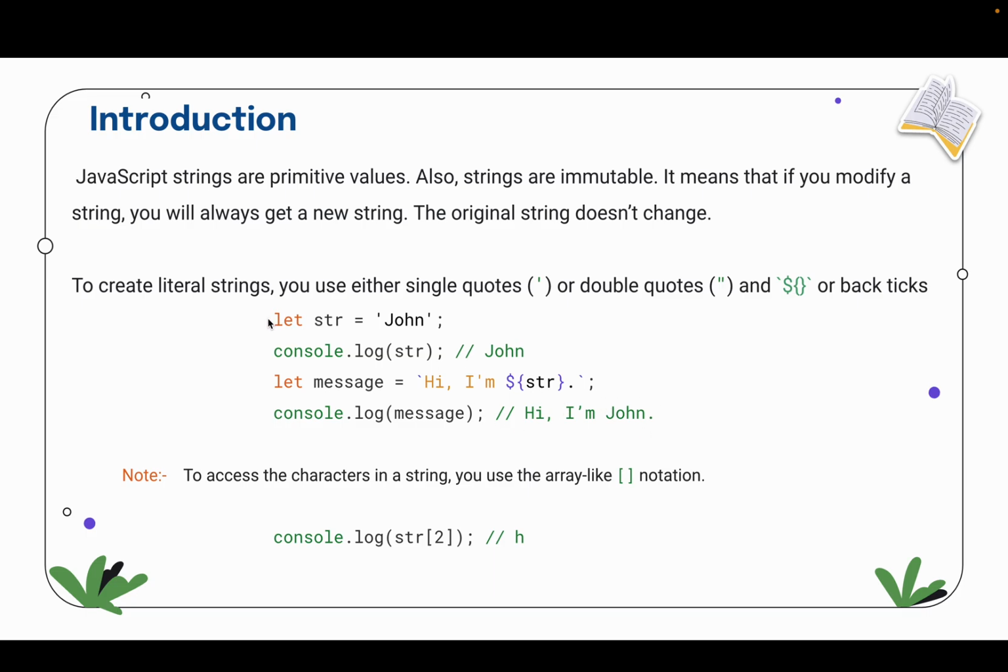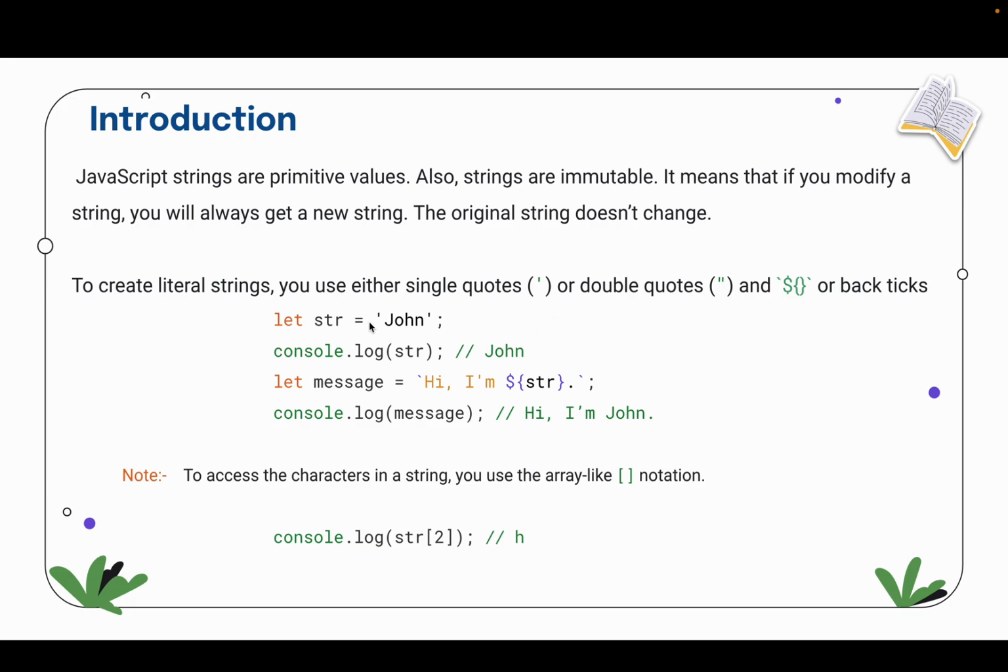We can see here single quotes or double quotes, and I have also mentioned dollar and curly bracket with backticks. The backtick key is below the escape key on the keyboard. So there are three ways to create a string: one is single quote, one is double quote, and one is backticks. We'll go through what the use cases of all three are, and how we can create a string using them.